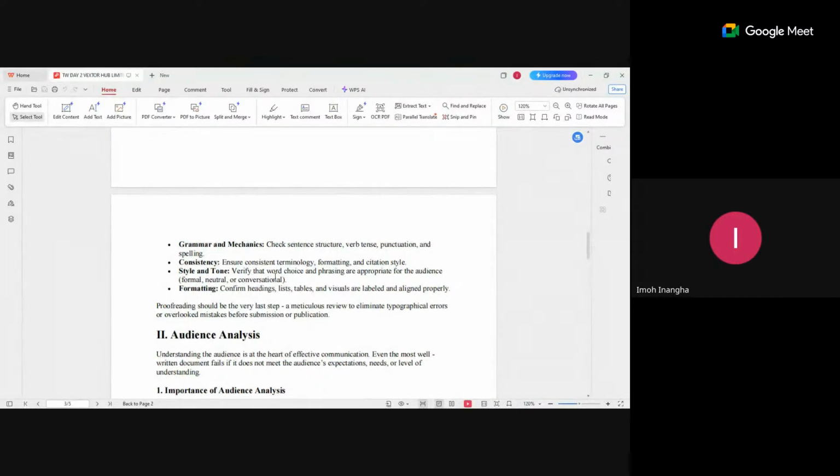Now we have style and tone. Verify that word choice and phrasing are appropriate for the audience.